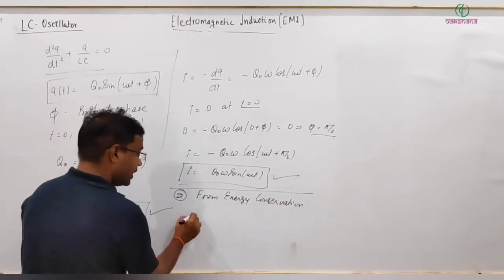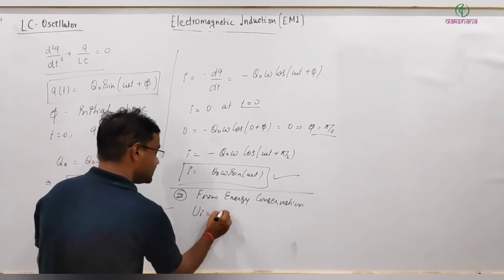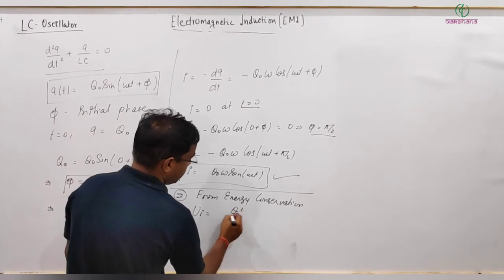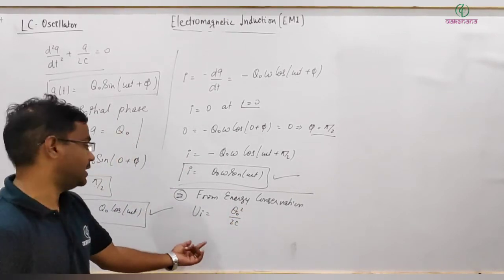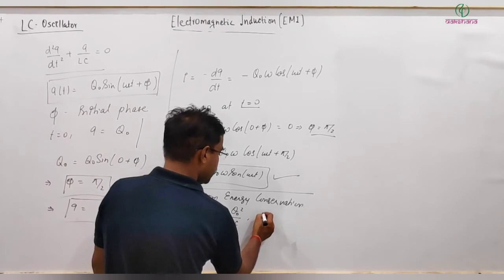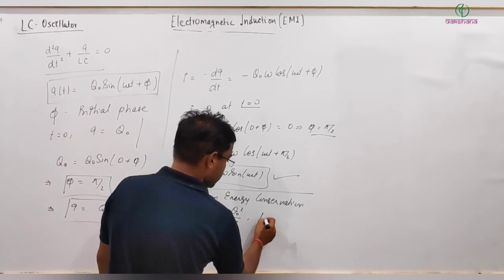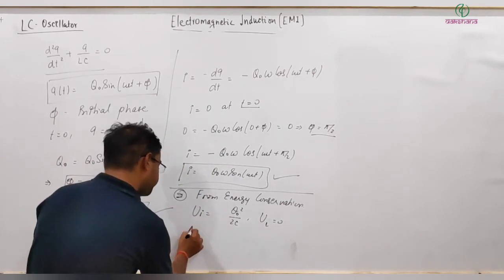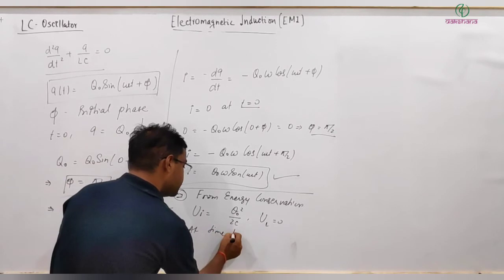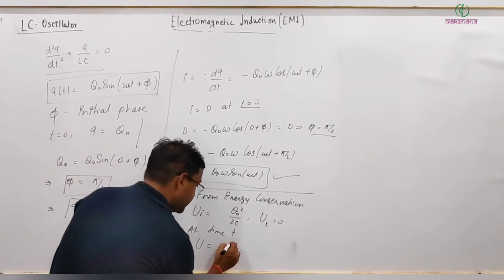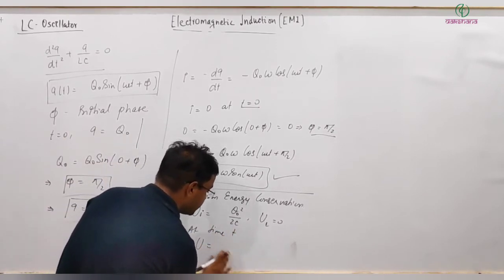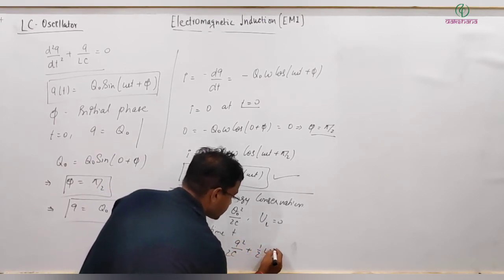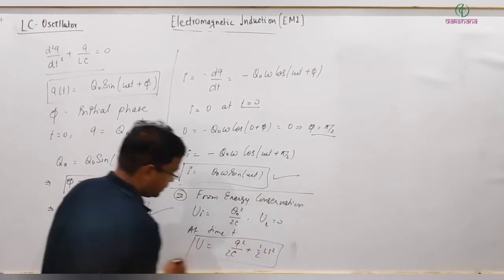So I can write total energy initially, this is q square by 2C. This is the total energy. Energy in inductor, you can write U in L is equal to 0 because there is no current. But at time t, I can write U will be q square by 2C plus half L i square, and total energy will be conserved.